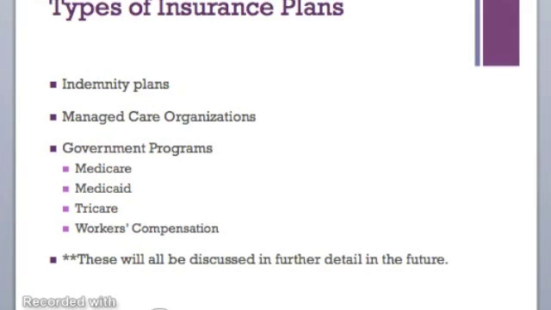TRICARE covers expenses for dependents of active duty members of the uniformed services and also for retired military personnel. It also covers dependents of military personnel who were killed while on active duty. Workers' compensation, most commonly shortened to just workers' comp, is for people with job-related illnesses or injuries. Workers' comp benefits vary according to state law. We will talk about each of these types of health plans in further chapters.